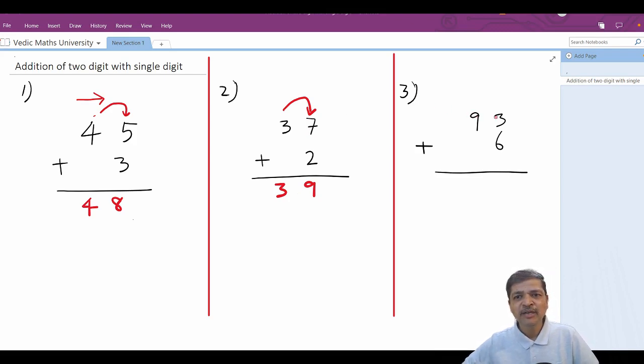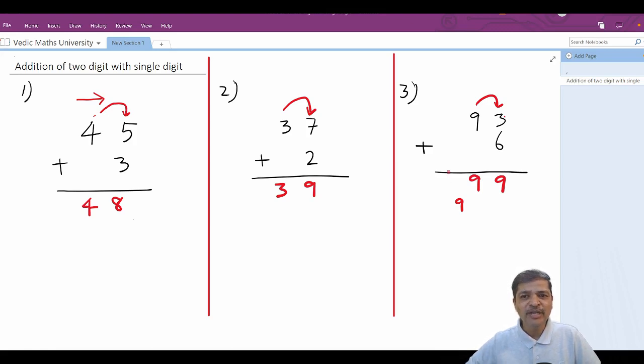Here, 93 plus 6. So before we write the answer as 9, check for the next digits. So here the addition of these two digits is 3 plus 6 is 9. So this is also a non-carryover number. So the answer we will be getting is 99.